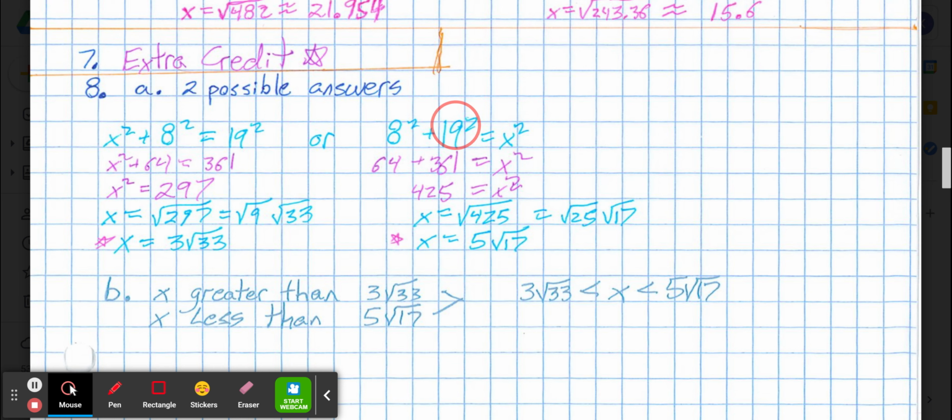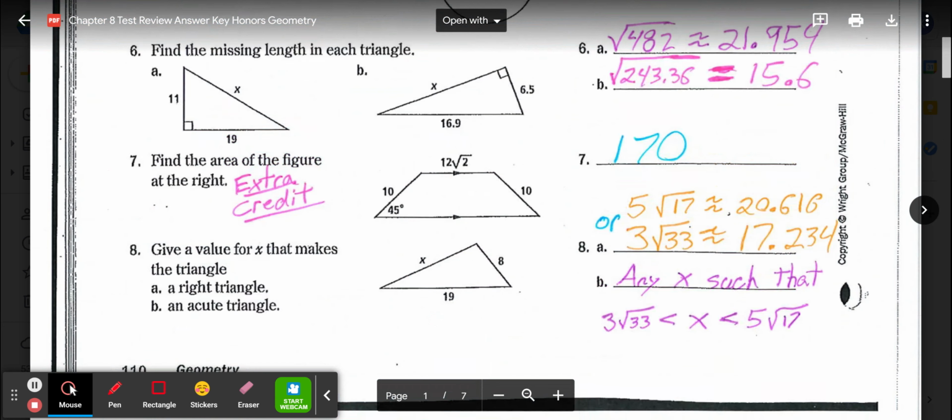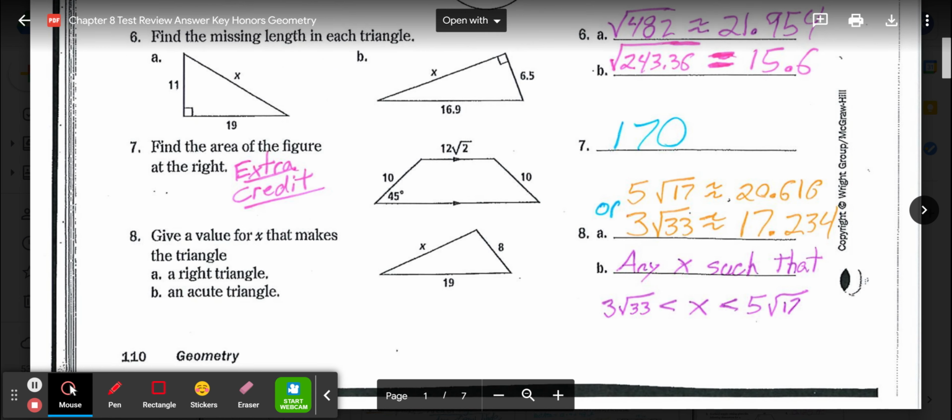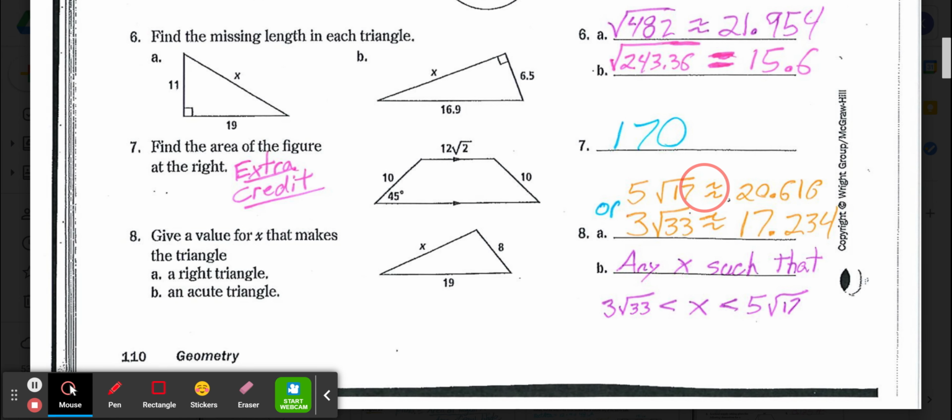Or 8 squared plus 19 squared is x squared. So 425 is x squared, square root of that simplifies to square root of 25 times square root of 17, meaning the other value of x is 5 square roots of 17. So then the range for the possible values of x going to that case, for A, it would be this or that.